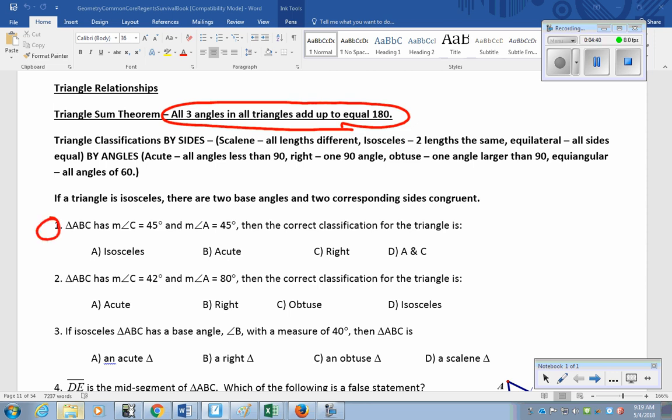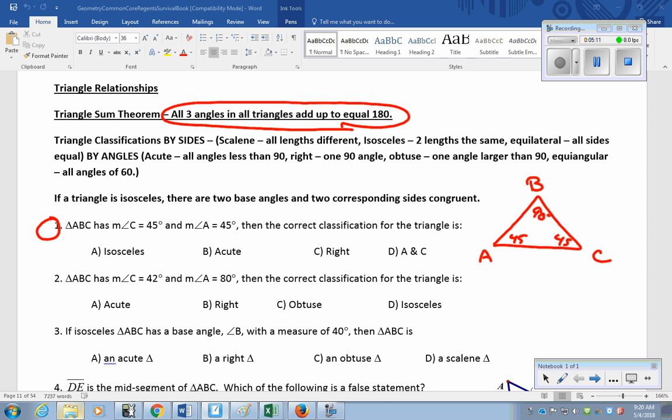It says triangle ABC has angle C is 45 and angle A is 45, and then they want us to correctly classify it. So I don't see a picture. I'm going to draw one in. I'm going to label it with the letters A, B, and C. And I'm going to label the angles: C is 45, A is 45. Well, all three have to equal 180, so 45 and 45 is 90, and then 90 more will make 180.